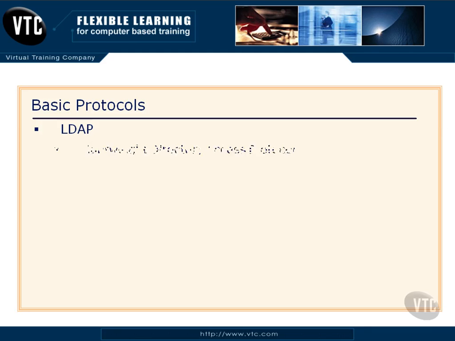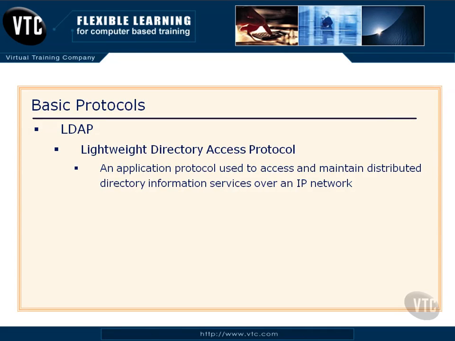LDAP, Lightweight Directory Access Protocol. This is a protocol that exists to help us access and maintain directory information services that's saved in multiple places or distributed over an IP network. A good example of this is Microsoft's Active Directory. It keeps information about all the users, all the resources, and permissions and stuff. And so the Lightweight Directory Access Protocol is what's used to maintain that information and provide access to those resources.